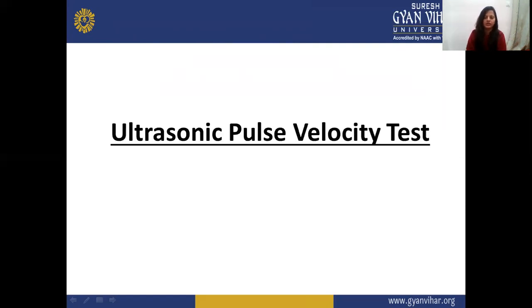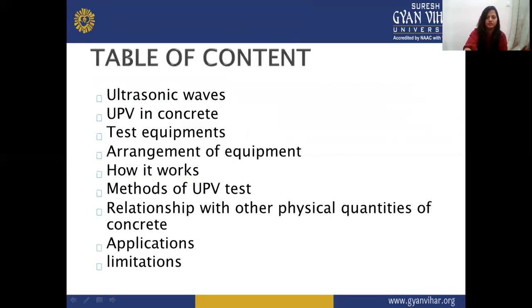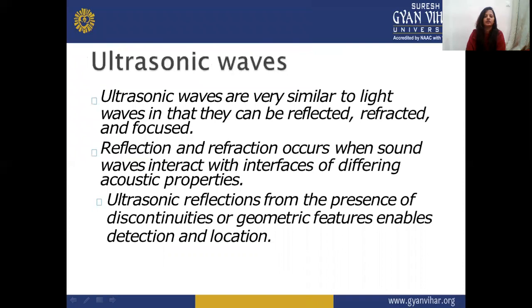Let us talk about the ultrasonic pulse velocity test. So these are the contents. Ultrasonic pulse waves are very similar to light waves in that they can be reflected, refracted, and refocused. Reflections and refraction occur when sound waves interact with interfaces of different acoustic properties. So we understand that every matter has a different acoustic property. Sound may travel at a certain speed inside a solid structure, but in liquid and gas, due to the acoustic property, the sound waves may have a change in velocity.